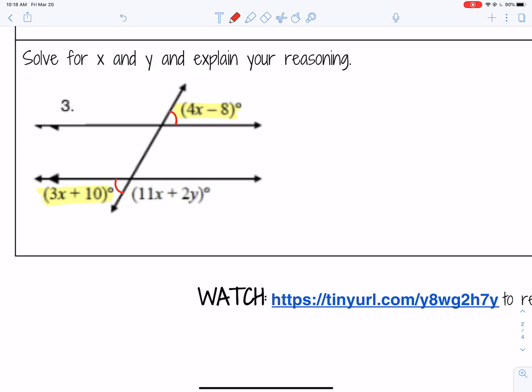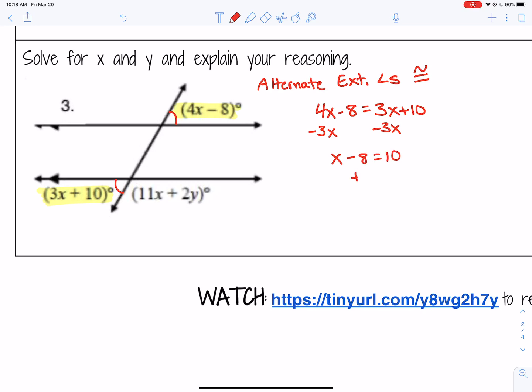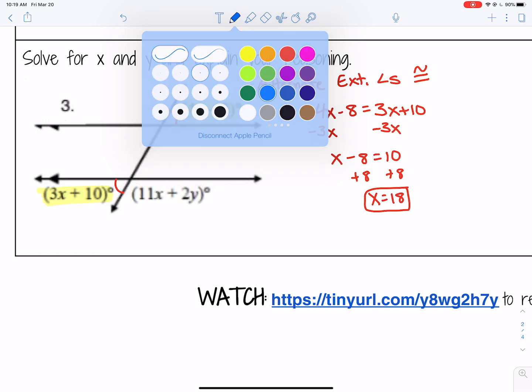All right, so the two that we have to work with that both just have x are alternate, because they're on opposite sides of the transversal, and they're exterior because they're outside the parallel lines, and those are always congruent to one another. And so to solve for x, we can just set 4x minus 8 equal to 3x plus 10 and solve for x. So let's subtract 3x from both sides and bring down x minus 8 equals 10 and add 8 to get x equals 18.